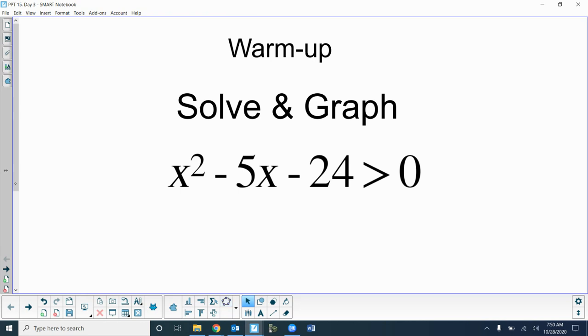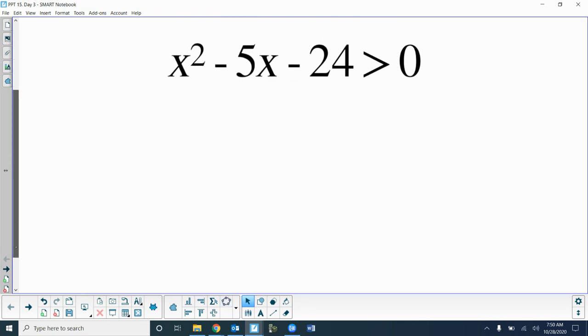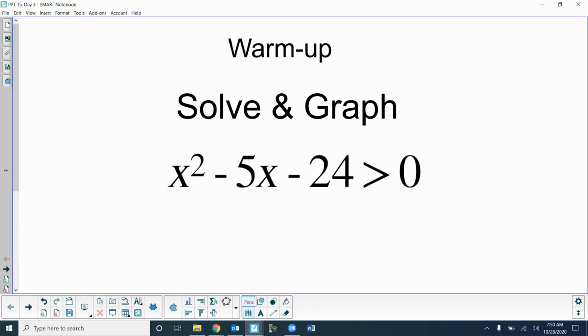You guys know how to factor. What factors of negative 24 add to negative 5? Negative 8, positive 3. This is easy stuff. Quit being so lazy.